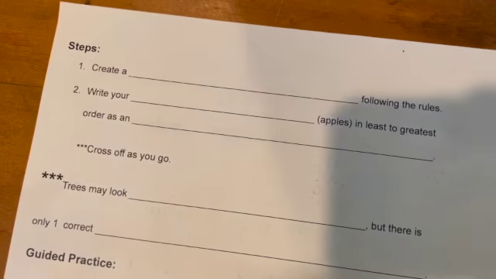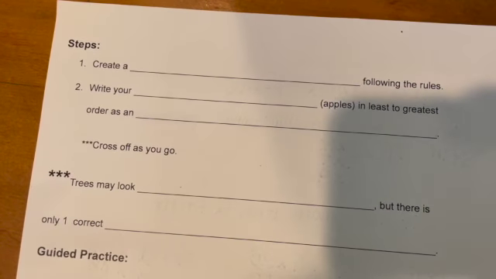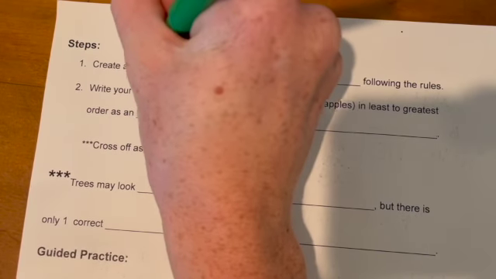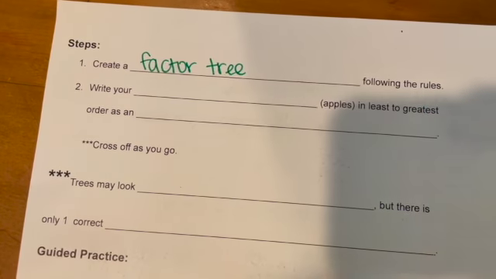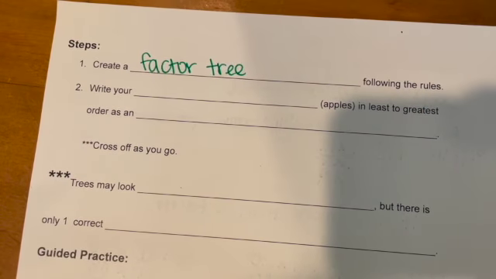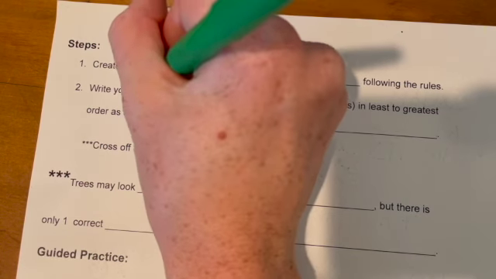We're going to turn our paper over. We're going to do our steps. Our first step says create a factor tree following these rules. Step number 2 says write your factors.